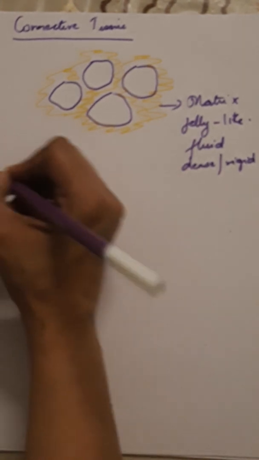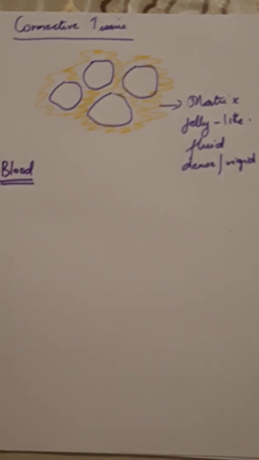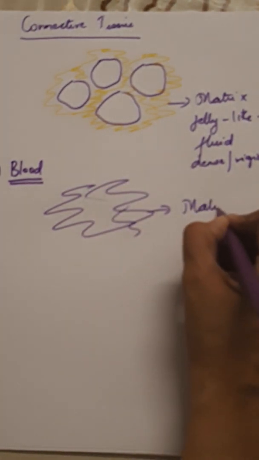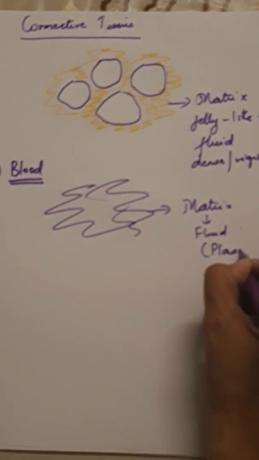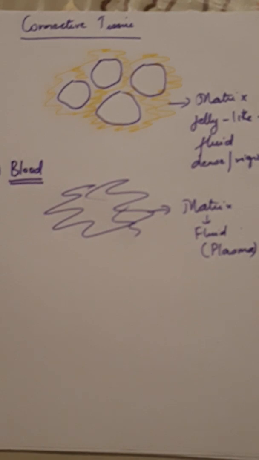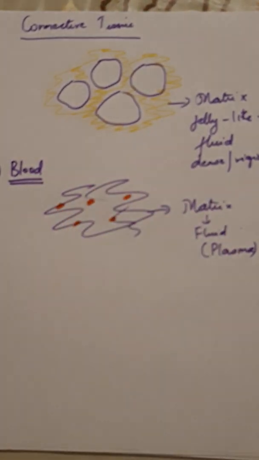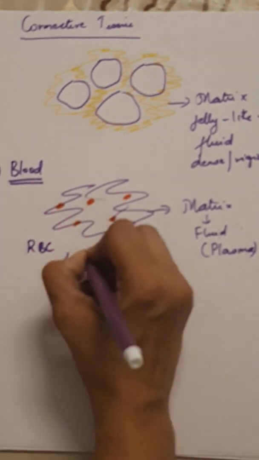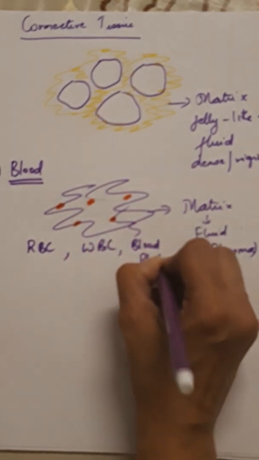The first connective tissue that we are going to study today is the blood. Blood is a fluid connective tissue. The background substance, the matrix, is a fluid, liquid, and is called plasma. And in this background matrix, there are different types of cells which are embedded. For example, we have the red blood cells, the white blood cells, and the blood platelets.